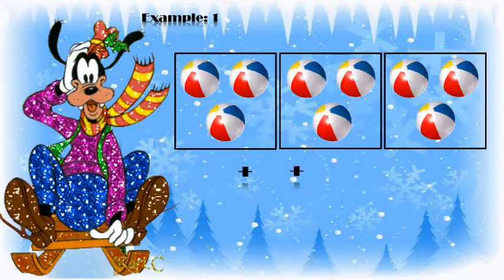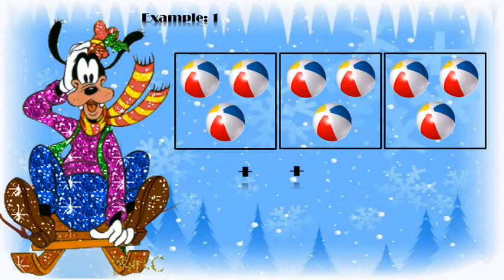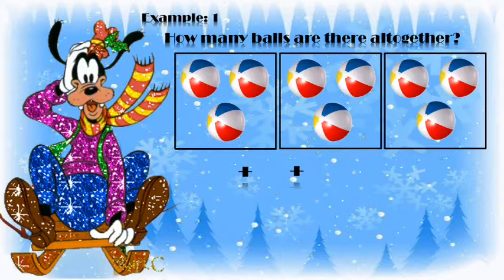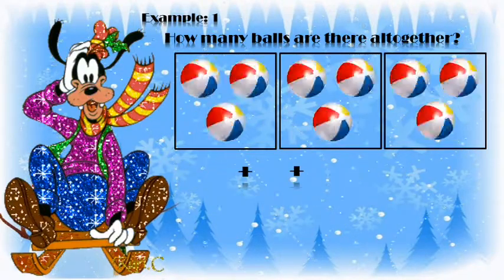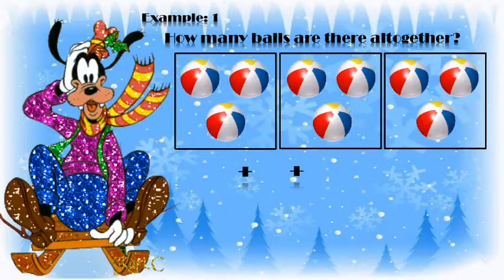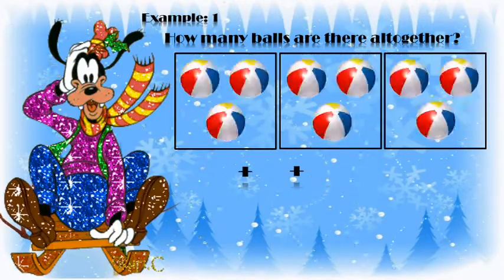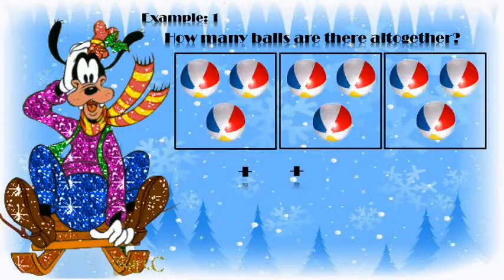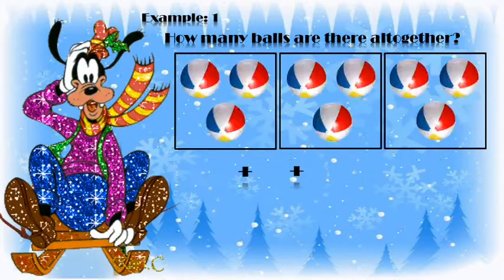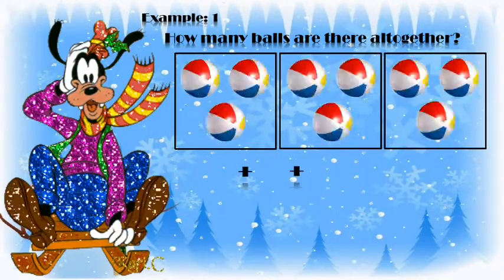Let's try another example. Can you tell how many beach balls are there altogether? Oh, no need to count. There is always an easy way, right? We already did it. So what we need to do here? Yes, we need to use repeated addition or multiplication number sentences.